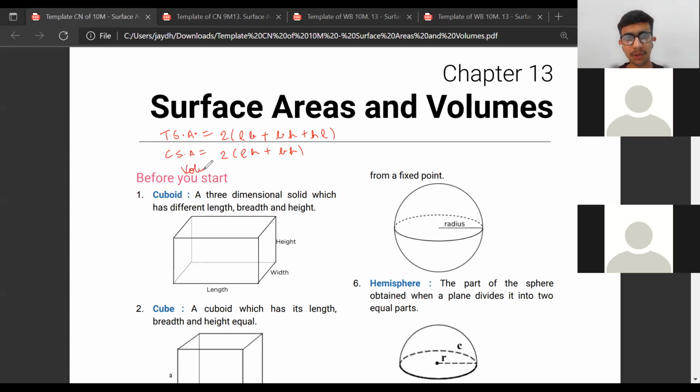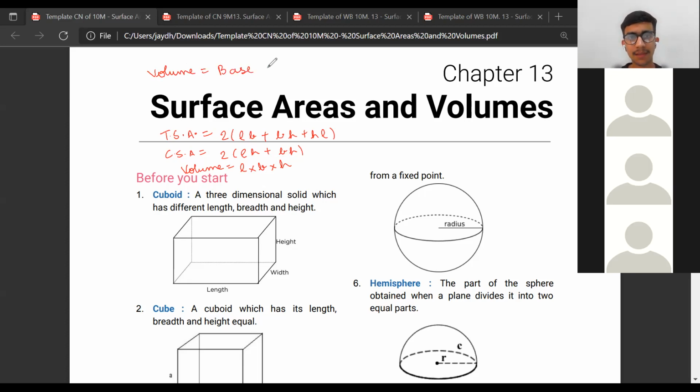What about the volume? Volume is super easy. L into B into H. I'll tell you a generalized formula to calculate the volume. Volume is basically base into height. This formula for volume works for all of the shapes. So for a cuboid, the base area is length into breadth, so this is the length into this breadth. Base area will be L into B and the height is H. So L into B into H is the volume for the cuboid.